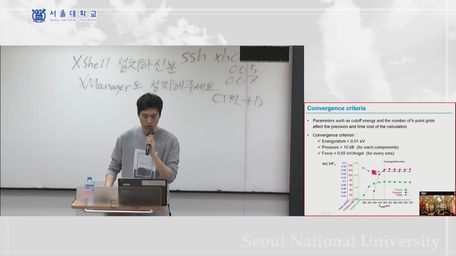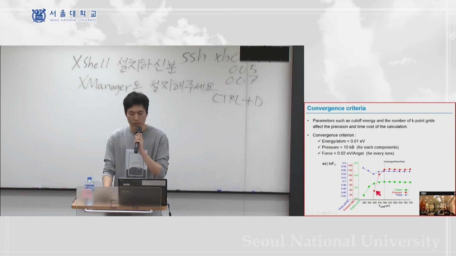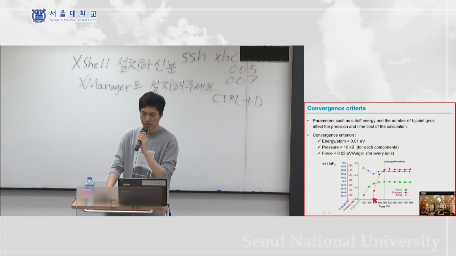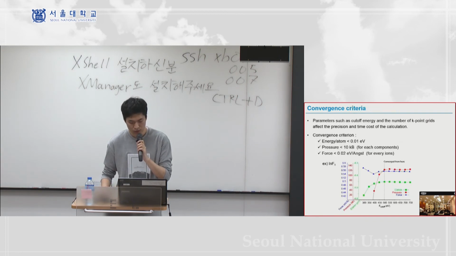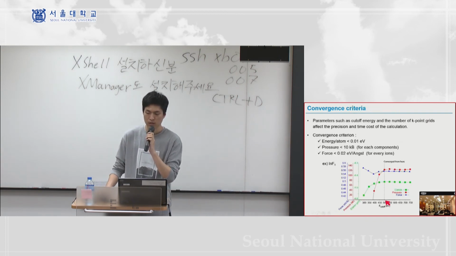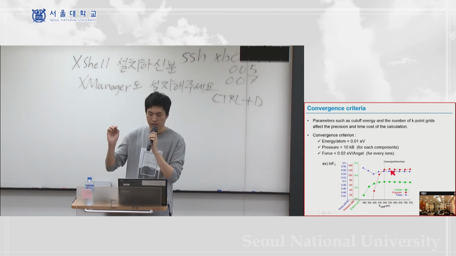So for example, in order to do that, we usually calculate energy changing the cutoff. First, we calculate energy at 400 eV, then 450 and 500, and then we can obtain this curve. And you can see which cutoff energy is appropriate by setting some convergence criterion.